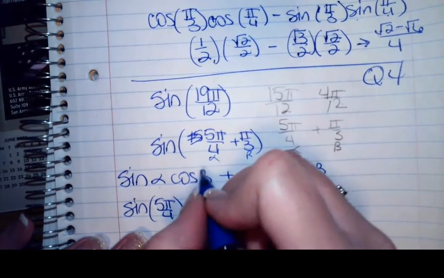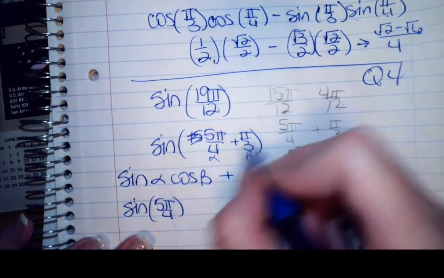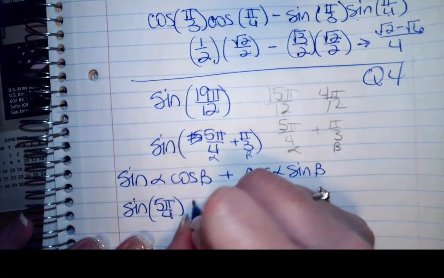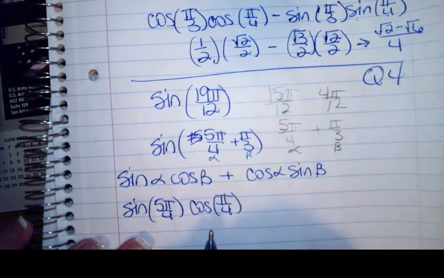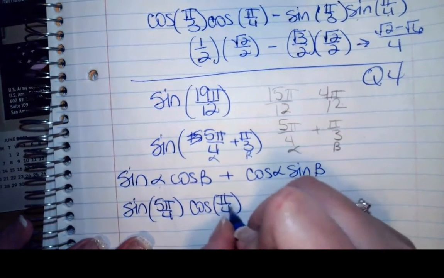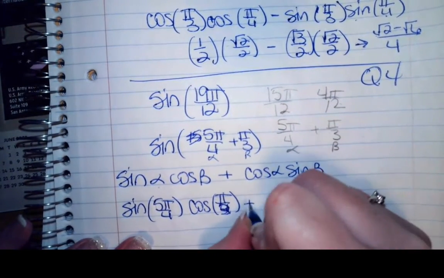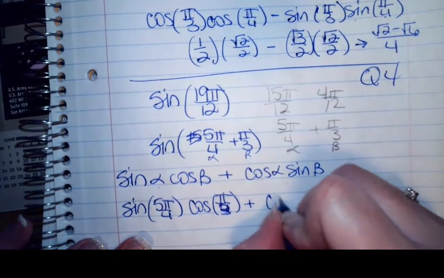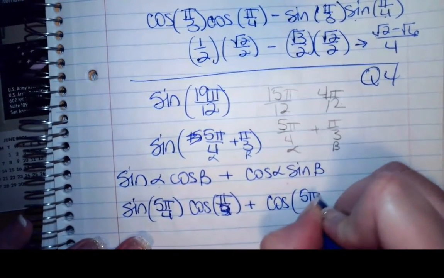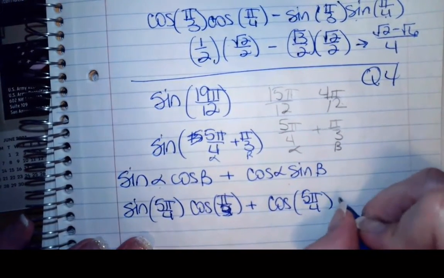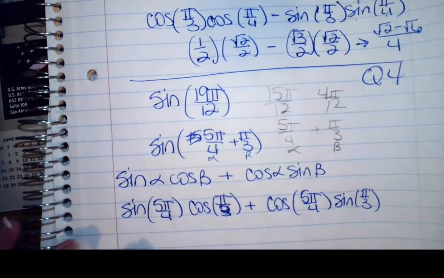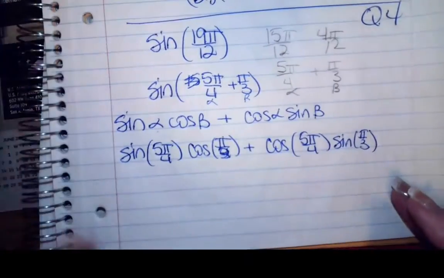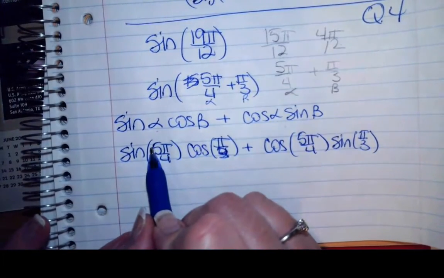Cosine of beta is going to be cosine of pi over 3. That sounded like I said over pi over 3. The cosine of pi over 3, which I wrote as a 4, plus the cosine of alpha is 5 pi over 4, and then the sine of beta would be the sine of pi over 3. All right, so now we just slap in our ratios with the sine of 5 pi over 4.